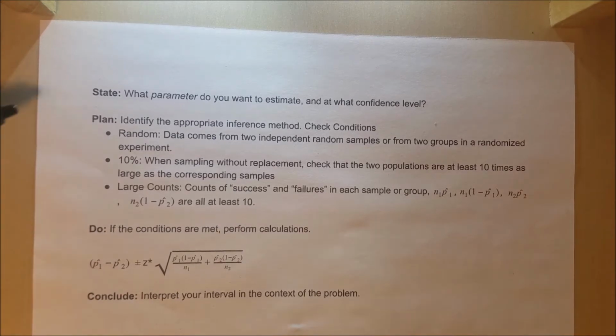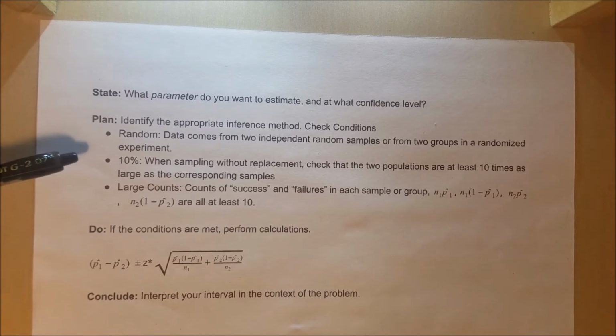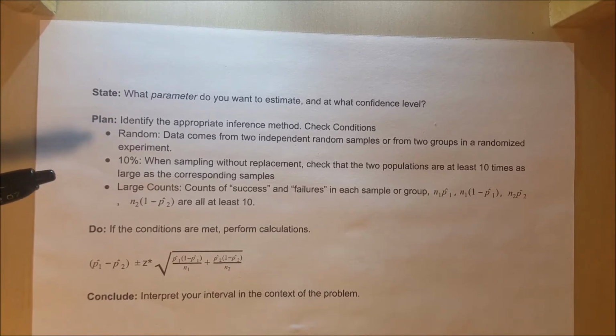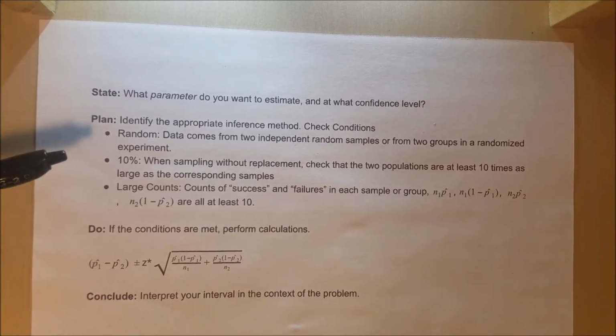When we're trying to construct the interval, we need to divide it into 4 different steps, which is state, plan, do, and conclude. So for state, we want to define the parameter, and we want to say at what % confidence level we want to construct the interval. And for plan, we just need to check the conditions. So for random, we just need to make sure that the data comes from 2 independent random samples or 2 groups in a randomized experiment.